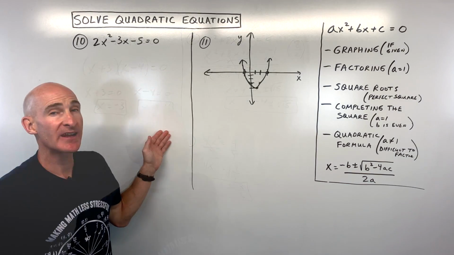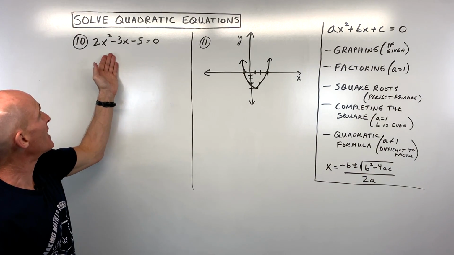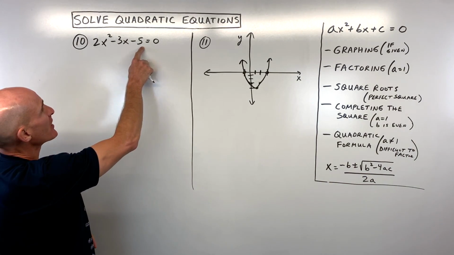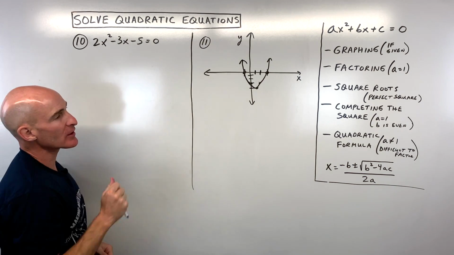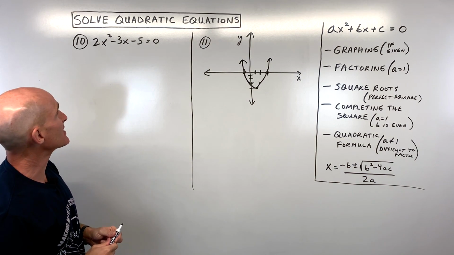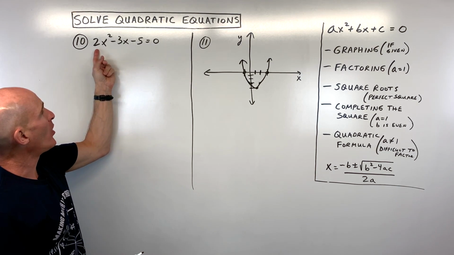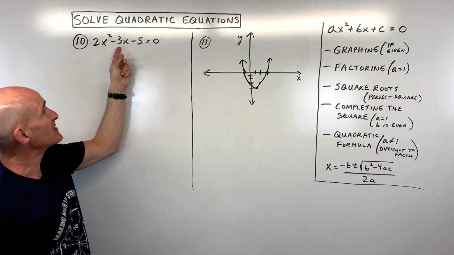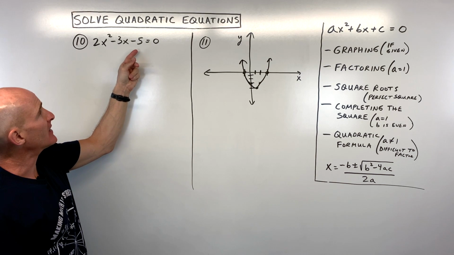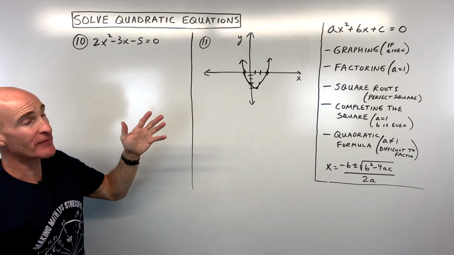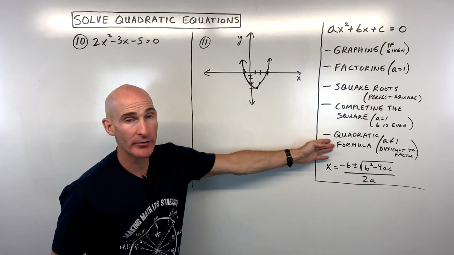Let's take a look at 2 more examples. See if you can do number 10 and number 11. So for number 10, we've got 2x squared minus 3x minus 5 equals 0. What do you think would be the best method to use in this case? Well, it looks like there's a lot going on here. The a is not 1, the b is not even, and it looks like this might be a little bit tricky to factor, so I'm just going to go straight to the quadratic formula.